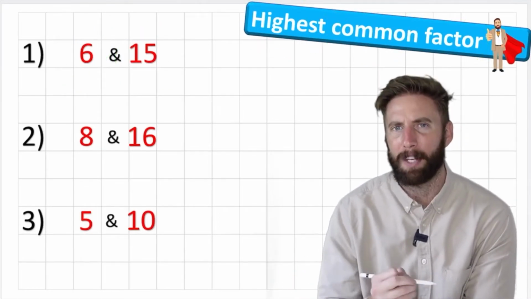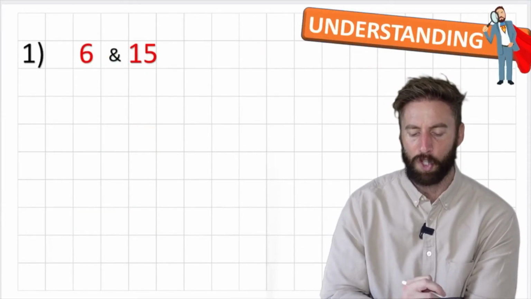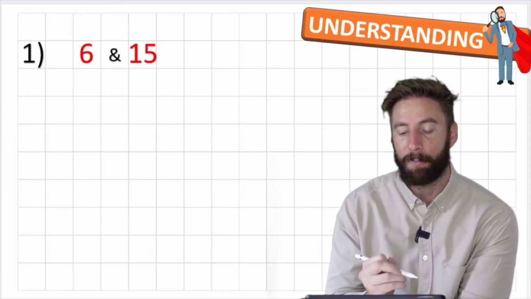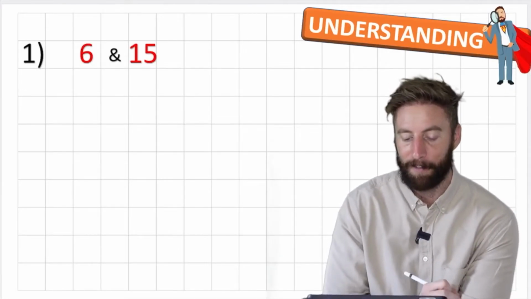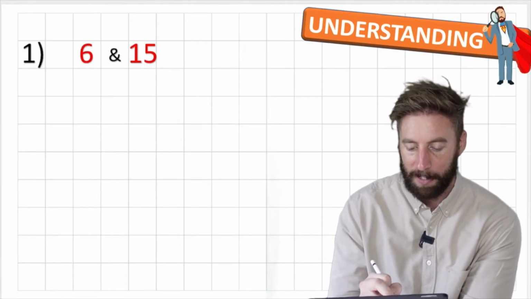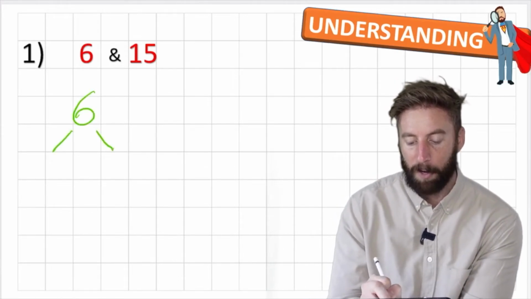Okay, so let's put that into practice a little bit, and let's have a look at question 1, and let's have a look at these 2 numbers. So we're trying to find the highest common factor of 6 and 15. So first of all, let's look at the factors then. So if I have the number 6, how can we find our factors?